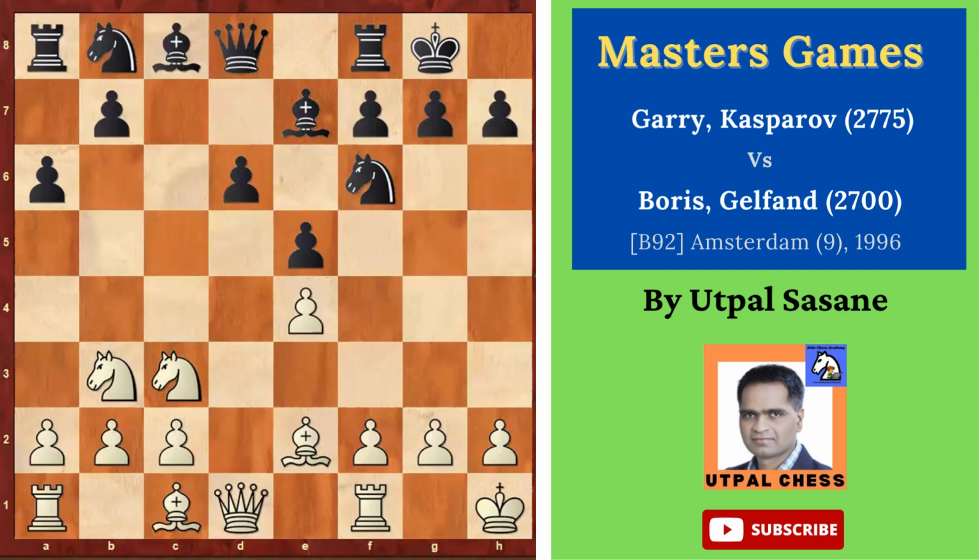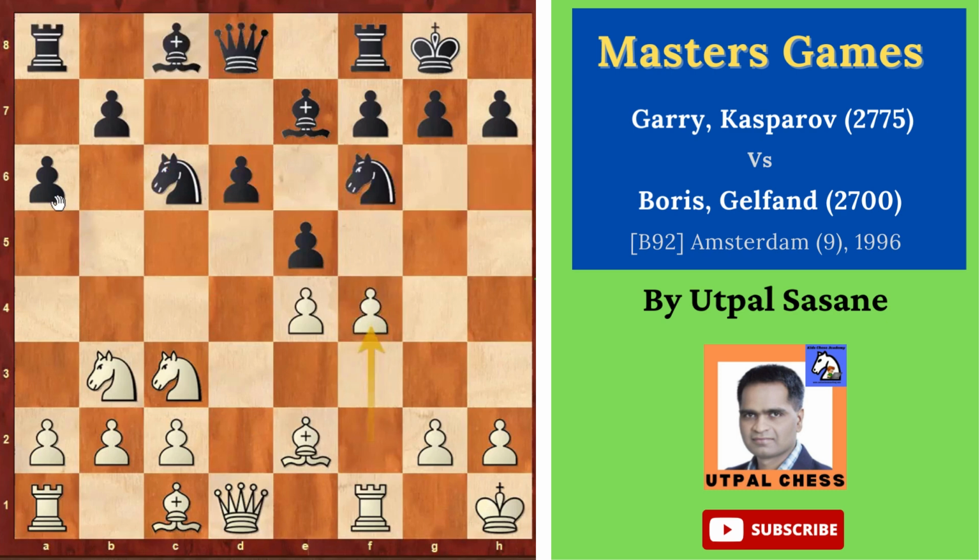And yes, Boris Gelfand was one of the best players at that time. So that's fine, he knew the theory well. Knight c6 was played. Sometimes you could play even knight b7, but here knight c6 was played. f4, attacking e5, giving pressure.